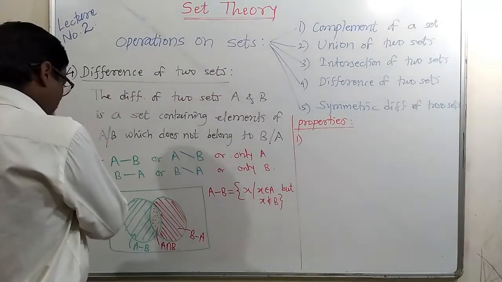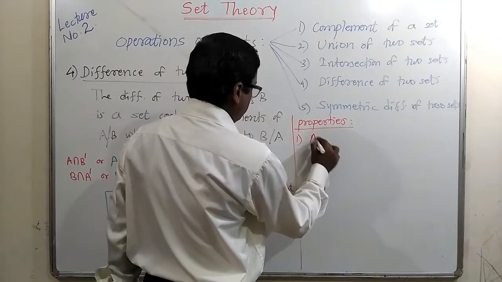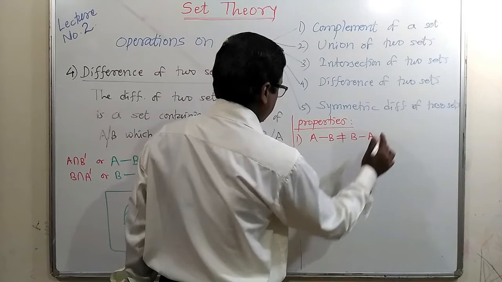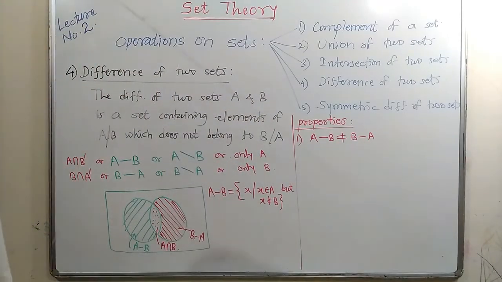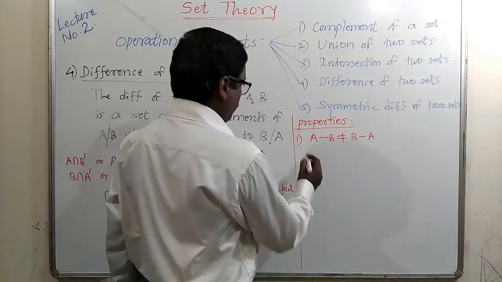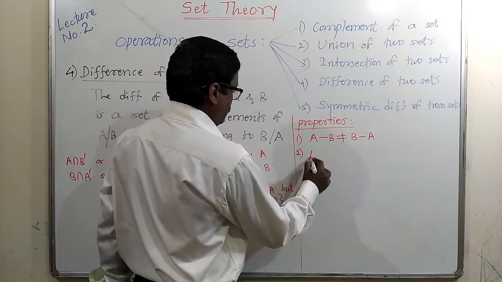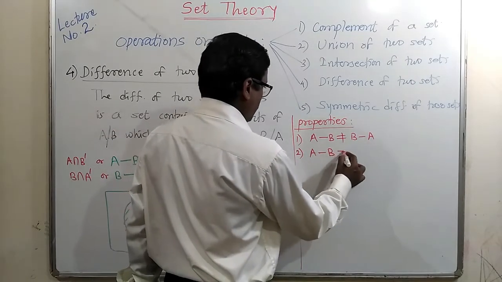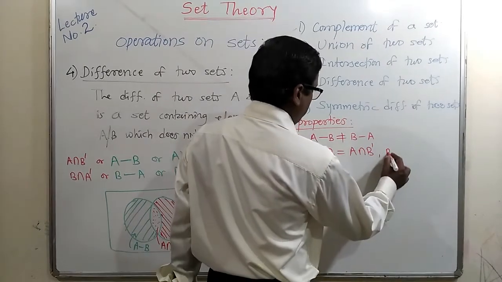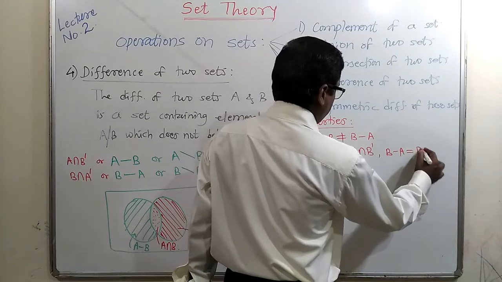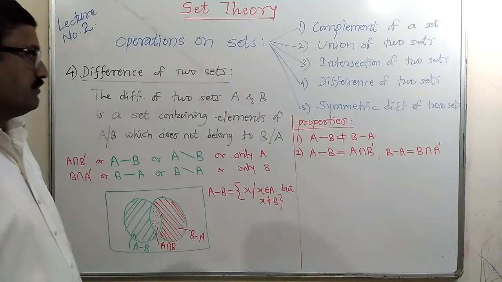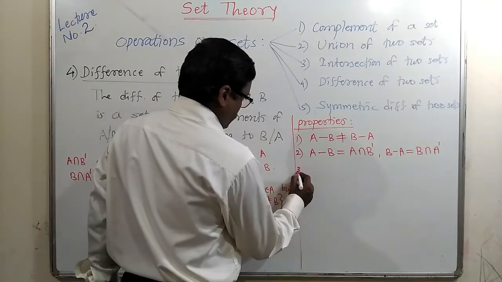Here A difference B is not equal to B difference A. Whenever two sets are different, disjoint, then A difference B is not equal to B difference A. Then this A difference B can be considered as A intersection B complement. Similarly, B difference A is nothing but the elements from B but not from A, that is B intersection A complement.